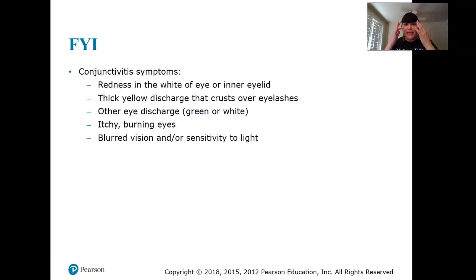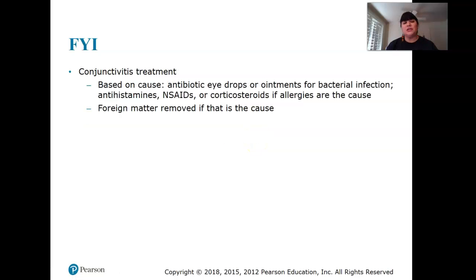Conjunctivitis, that would be inflammation of the conjunctival membrane. Redness, white or inner eyelid, thick yellow discharge, crust over eyelashes. Maybe you've experienced this before. Eye discharge, itchy burning eyes, blurred vision, sensitivity to light. So we can treat this with antibiotics. It depends on what the issue is.